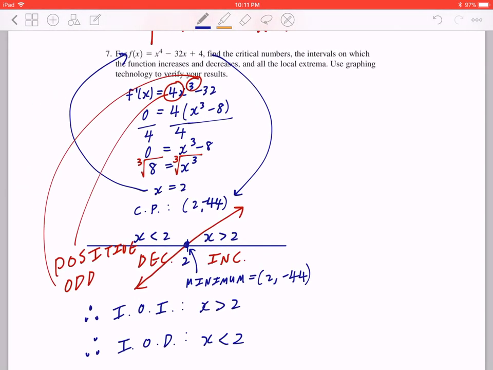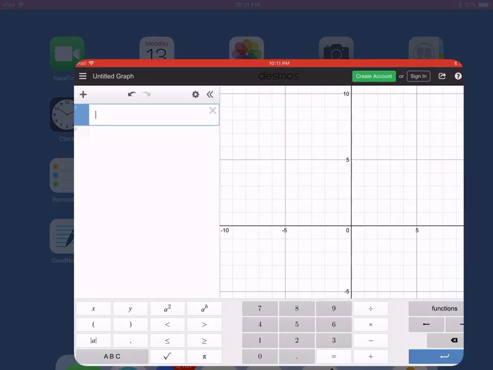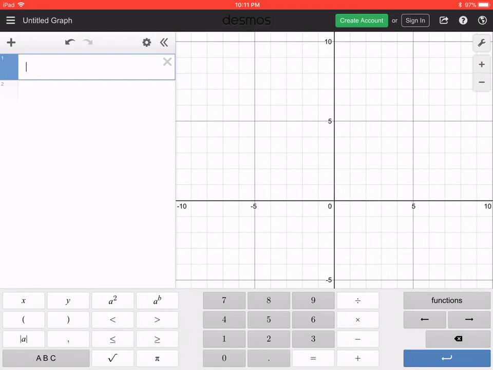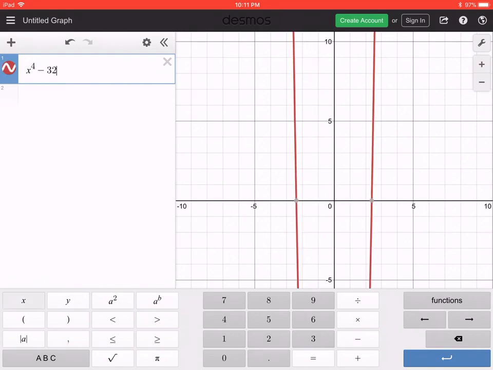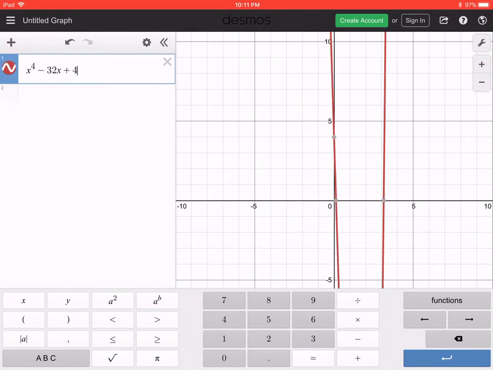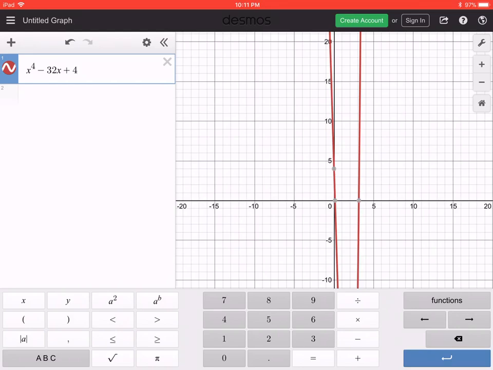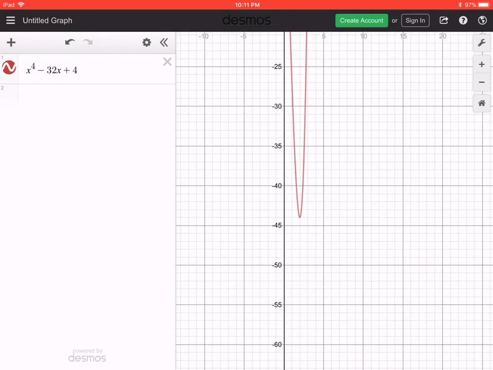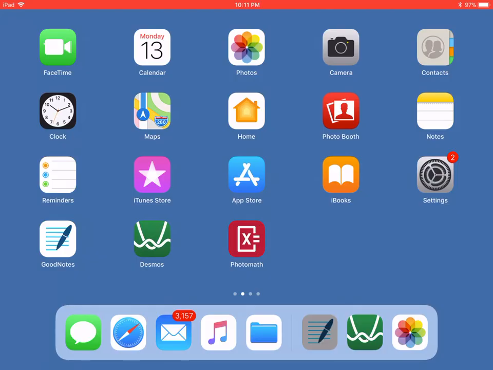Now, use graphing technology to verify your results. No problem. Let's do it. X to the 4 minus 32x plus 4. Now if you zoom out a little bit, and if you trace the function, there's the minimum, 2 and negative 44, as expected. Notice the function is decreasing when x is less than 2. The function is increasing when x is greater than 2. So we can double check just by graphing.